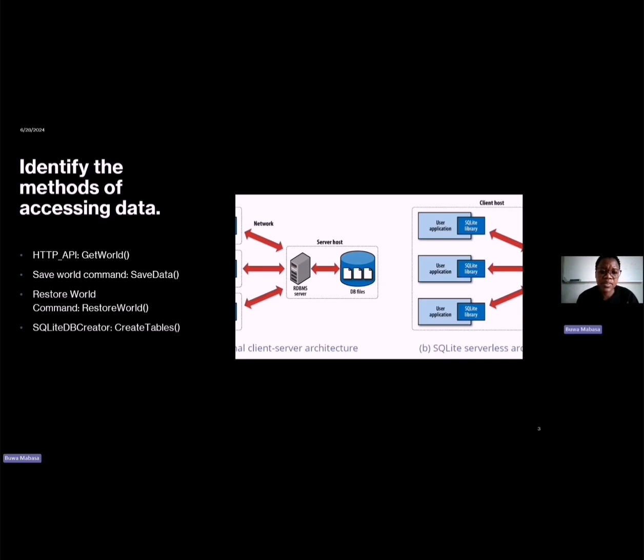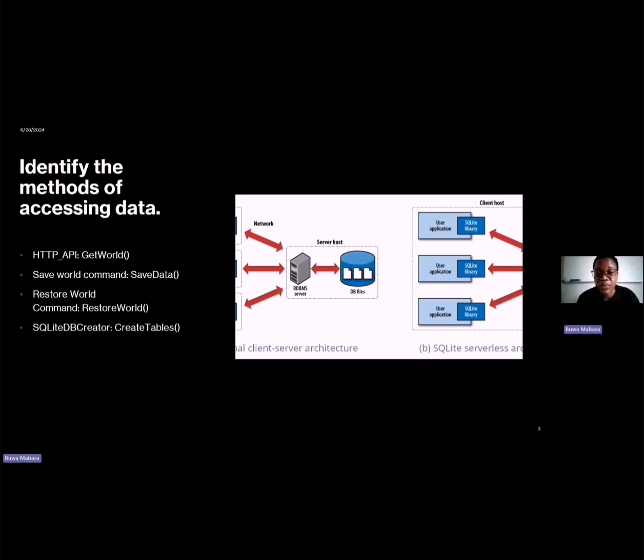So did we identify the methods of accessing data? Yes. We have 4 classes, and each has a method which is used to access the data. On the HTTP API class, we have the get world method, which is used to access the world which is configured by the end user. So we do get that world.